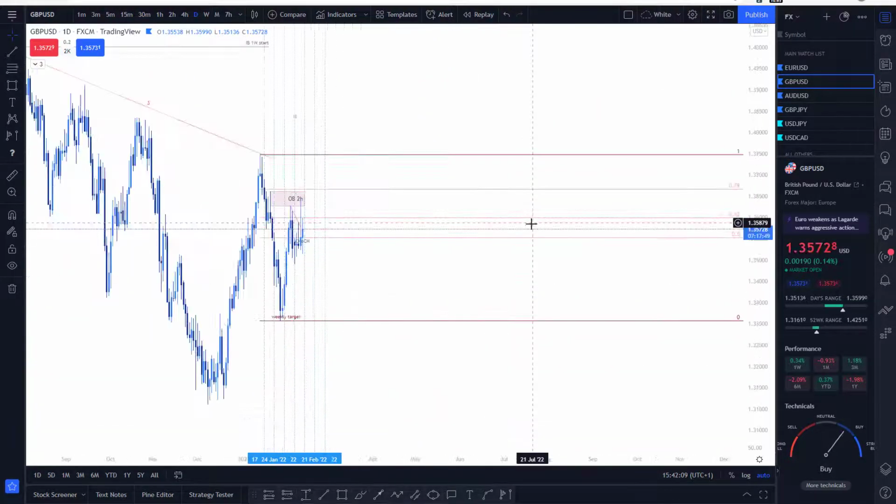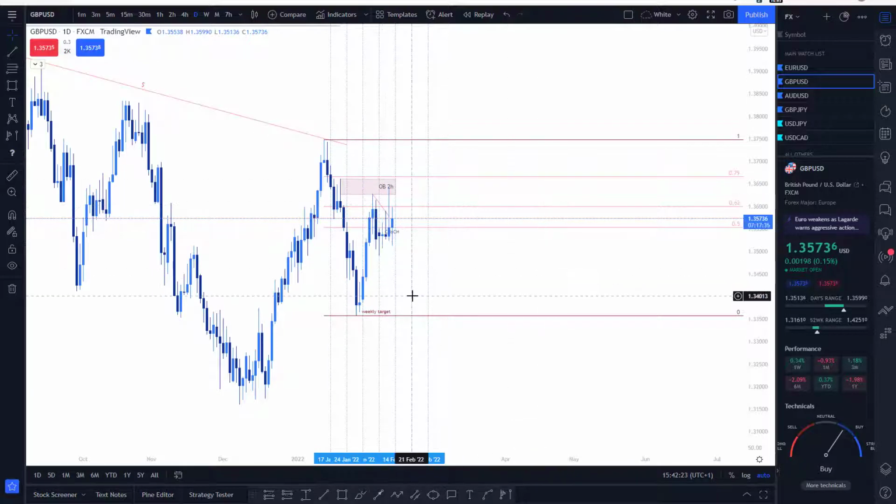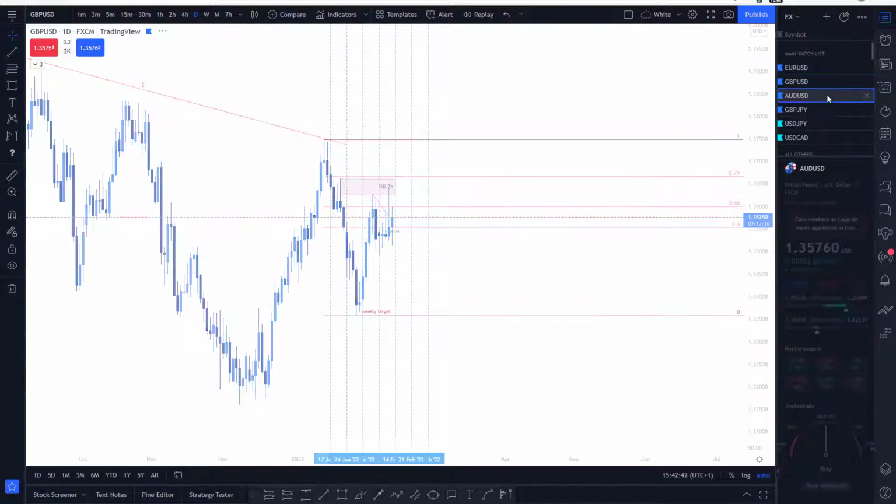In terms of the daily, yes, next week I'm expecting the price to go lower. Of course, follow the price as it develops, and we will see what next week will bring to us, and that's pretty much it. So let's jump into Aussie dollar.